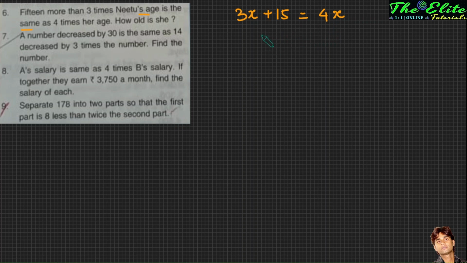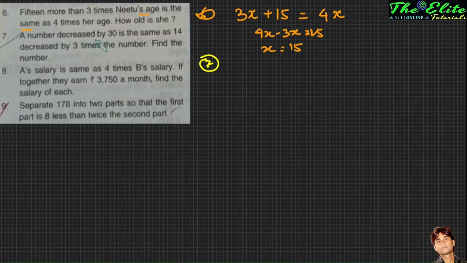Simple, x will be 15. How? 4x minus 3x is equal to 15. So x is equal to 15. So 15 years is her age. Answer is 15. This was question 6. Now this is question 7.